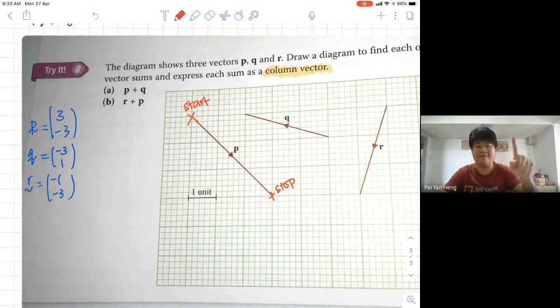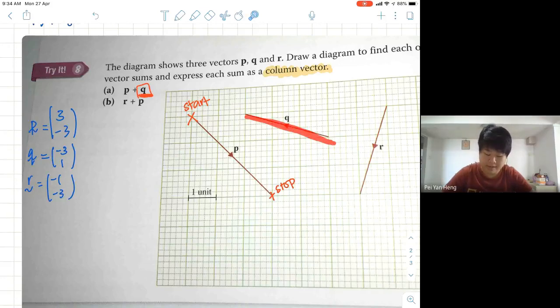Okay, this is like our first stop. And then you go hiking or you go walking, sometimes you stop along the way, right? This is where you stop. Okay, and then you decide to take another path. The other path is vector Q. So vector Q has this direction. Okay, but it's out there.